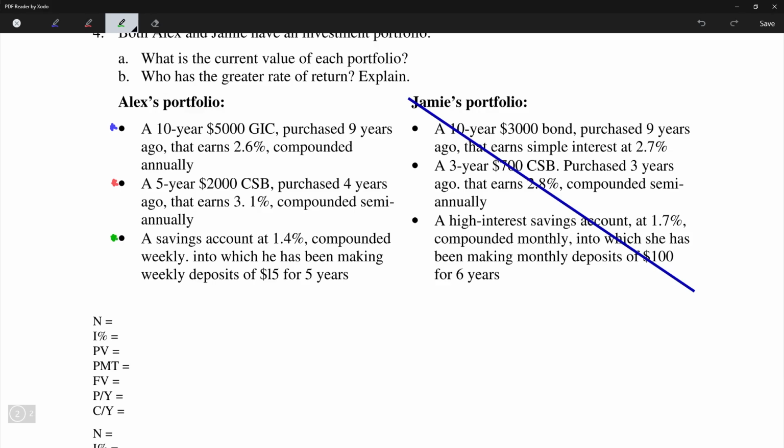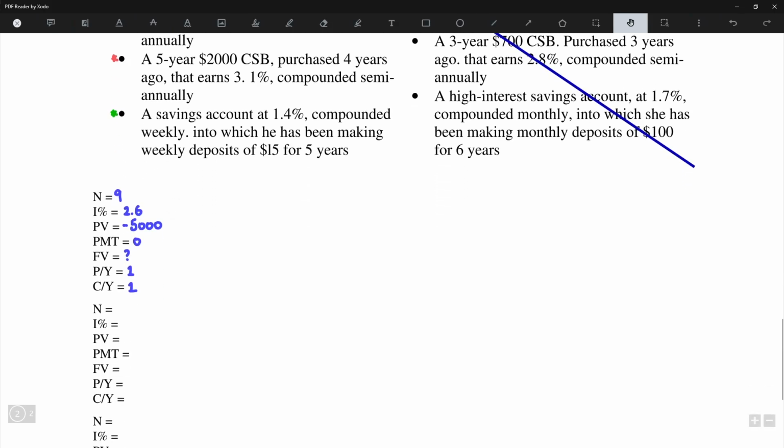Okay, so first part was a $5,000 GIC, so the PV is going to be negative 5,000. Purchased 9 years ago, earns 2.6% compounded annually, so 0 for PMT, and both the last two values will be 1, and we're looking for the future value.